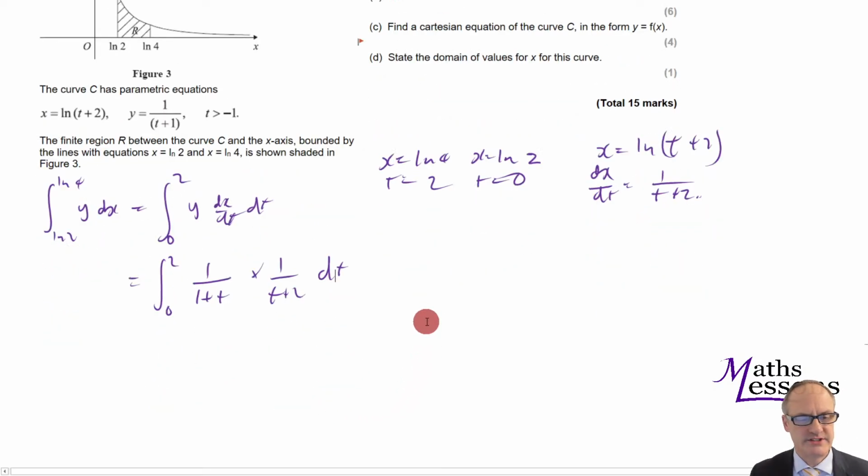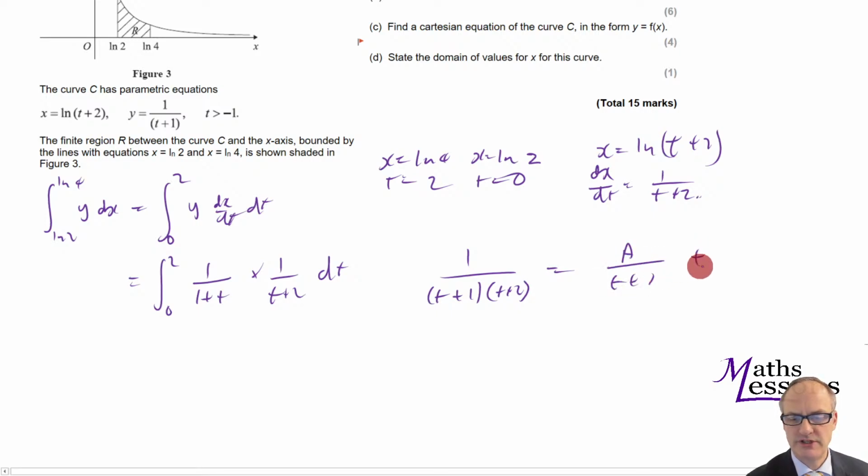Now, as it stands at the moment, that times that is quite tricky to integrate. If we do that times that, it's the same as 1 plus t times t plus 2. Actually, I'm just going to rewrite that the same way around to make it more sensible. So we're going to have t plus 1 in there. And we're going to put this into partial fractions because they're much easier to integrate.